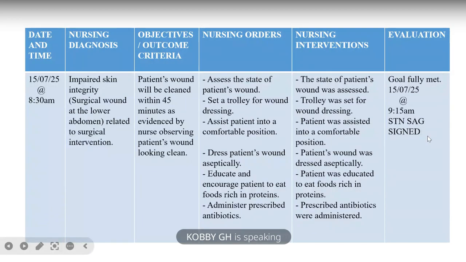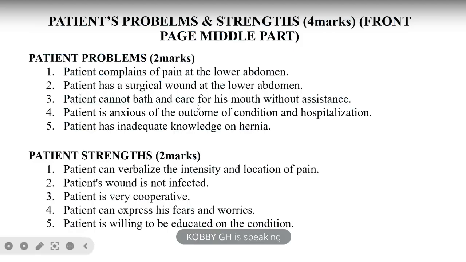Let's look at the next problem. The next problem: patient cannot bath and care for his mouth without assistance. Now listen carefully. If the patient has a personal hygiene issue or a self-care issue, don't write it separately as two. Examiners will mark you together as one. For example, if you write patient cannot bath without assistance, and as another point, patient cannot care for her mouth without assistance, we will mark it as one. We will give you 1.5 instead of 2. It will be considered as one. So put it together: patient cannot bath and care for his mouth without assistance.